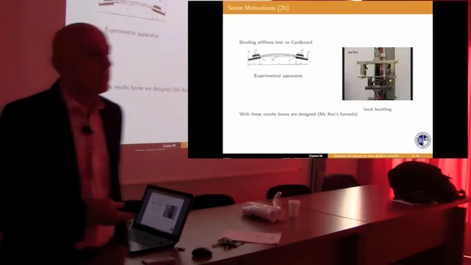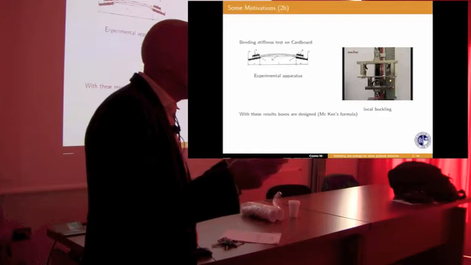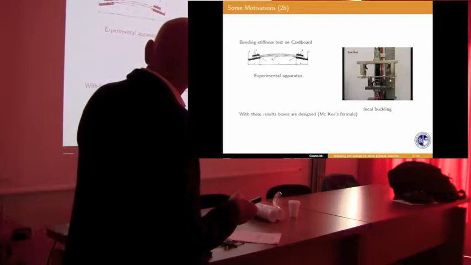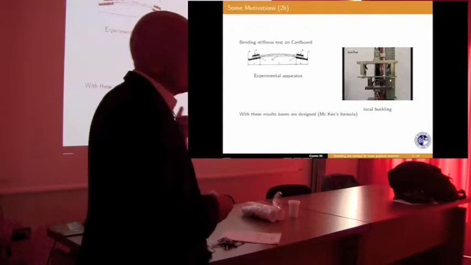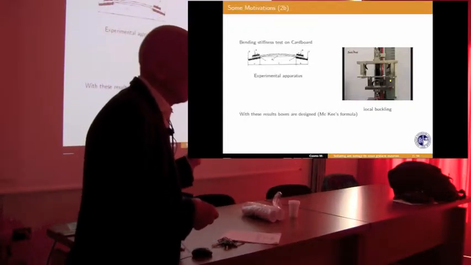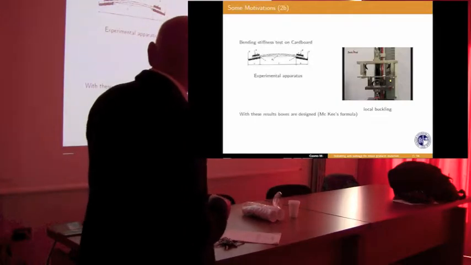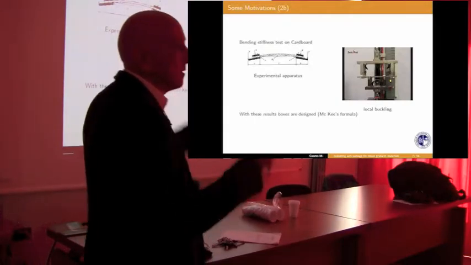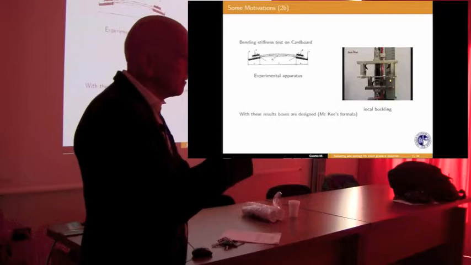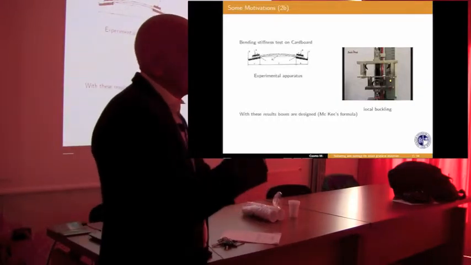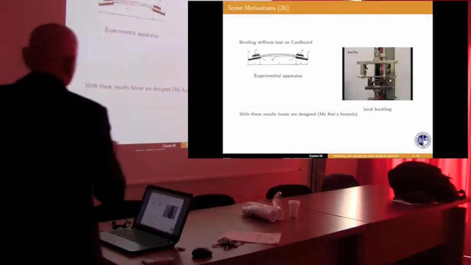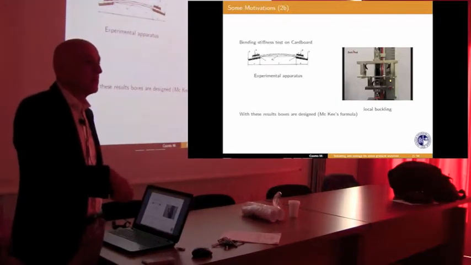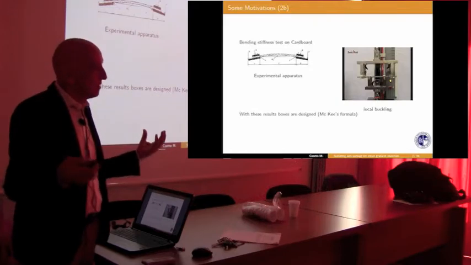But the important thing is that, for instance, this is a bending test on cardboard, made with that machine. And with this test, they design boxes. So it's a very important test. When you do this test, in the middle there may be buckling of the waves. What that means is that the internal structure undergoes some damage, although the whole structure is not damaged.